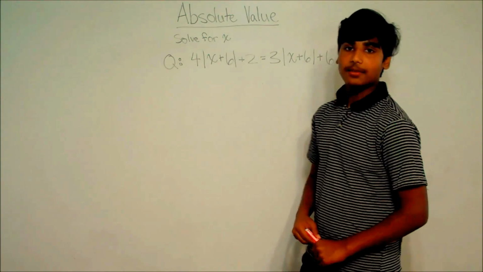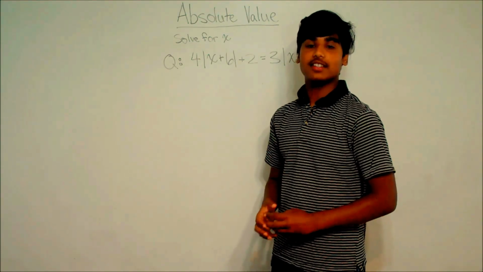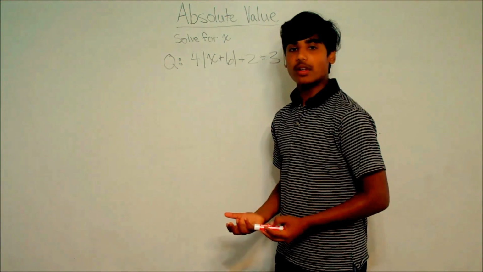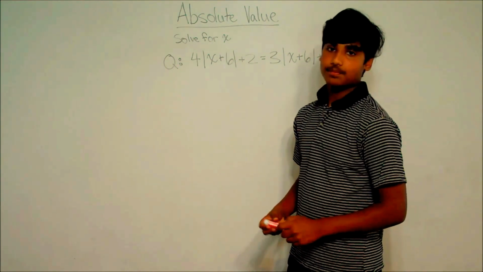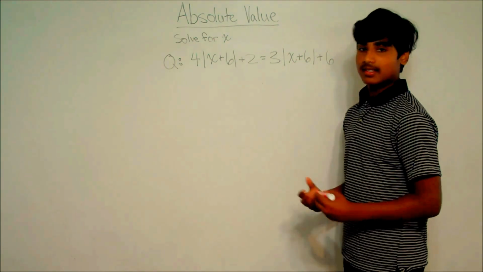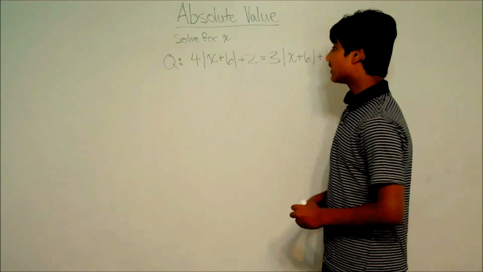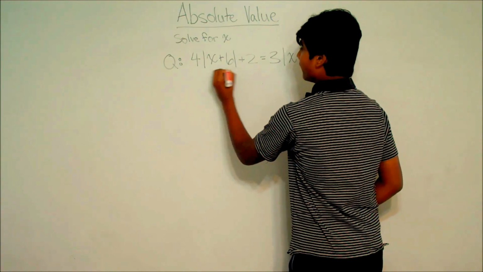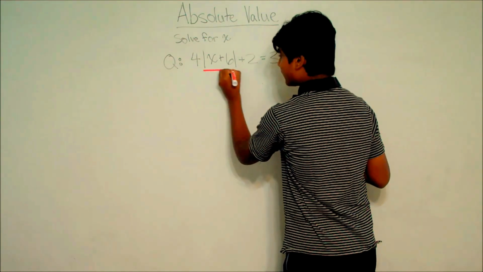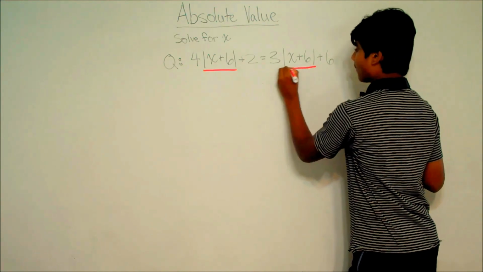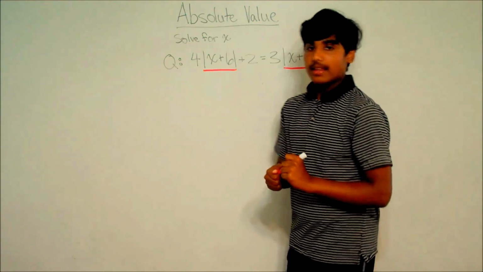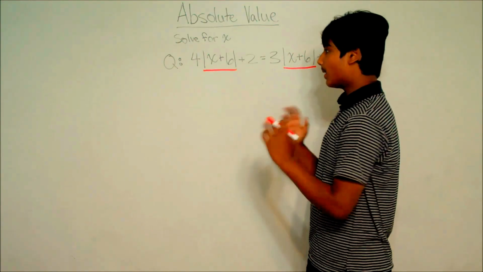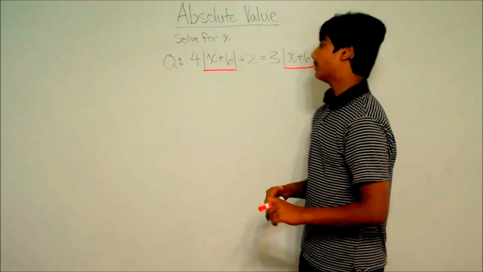Now, solving absolute value equations is pretty much the same thing as solving regular equations. We put the variables on one side and the numbers on the other side. In this case, we do the same thing, but the only difference is that x is not the variable. The whole absolute value is the variable, meaning the absolute value of x plus 6 is the variable. So we have to put all the absolute values on one side and the rest of the numbers on the other side. So let's do that.